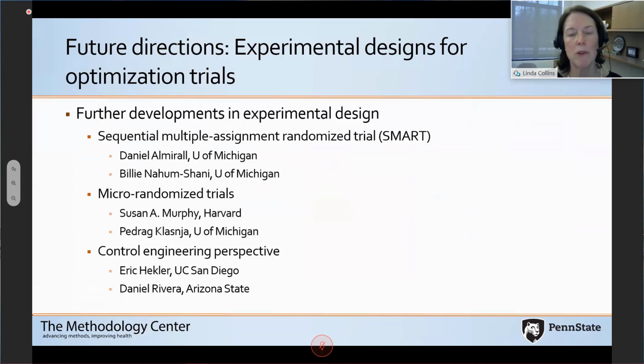Danny Almirall and Billy Nahum Shani at Michigan are doing a lot of really interesting work on the sequential multiple assignment randomized trial. They're extending it, for example, to areas where you have to use cluster randomization. That's just one example. Micro-randomized trials, very new area. Susan Murphy and Peja Klasnia are working in that area. Very, very interesting stuff there.